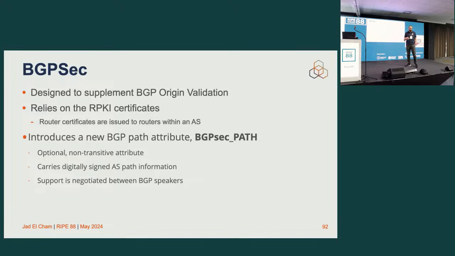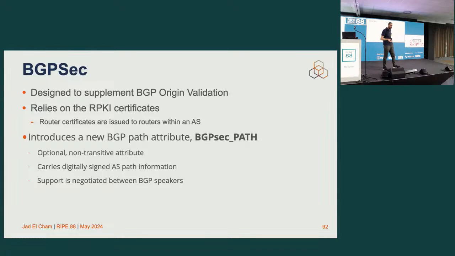It's an optional, non-transitive attribute. What does it mean? It means if there are 10 routers between me and Andre in the back of the room, and one of the routers along the way doesn't do BGP SEC, then in this case it just drops the BGP SEC information and the BGP messages go naturally. But that also means that if I want to have BGP SEC between me and Andre, all the routers between me and Andre must do BGP SEC, right?